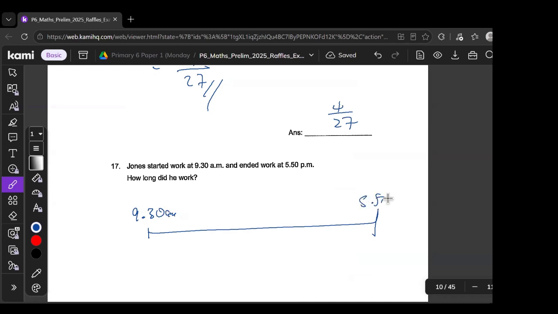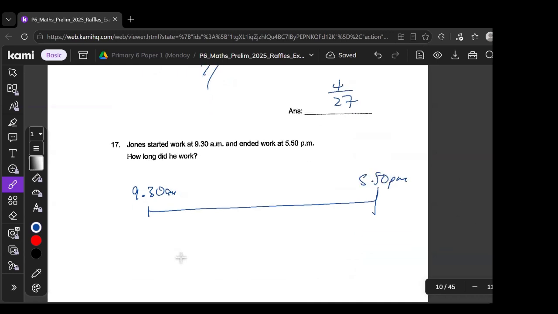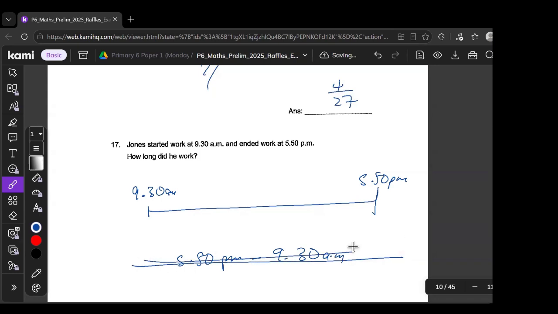Anybody who does this, I hope I don't have to say this anymore. Anyone who takes 5:50 p.m. in your step and you do this, okay, minus marks. You lose marks if you do this, right?